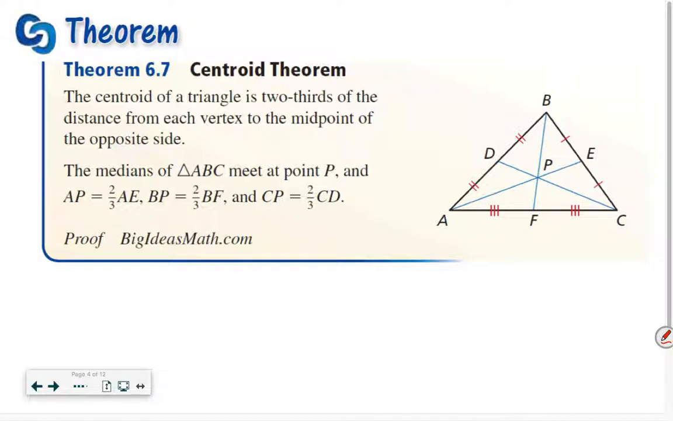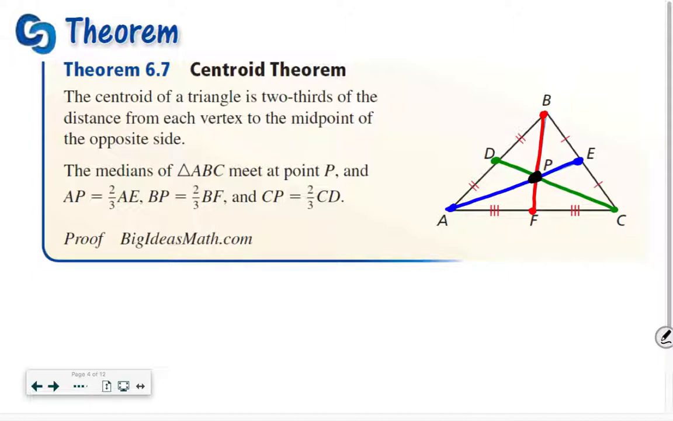Again, here are your three medians. Here's one, B to F. It starts at a vertex and goes to the midpoint of the opposite side. Here's a second one, going from a vertex all the way across to the midpoint of an opposite side, not necessarily at a right angle. And the third one goes from a vertex all the way to the midpoint of an opposite side. They meet at this point called the centroid. When that happens, each median is split into a 2/3 piece and a 1/3 piece. So it's not being cut in half, but cut into thirds.